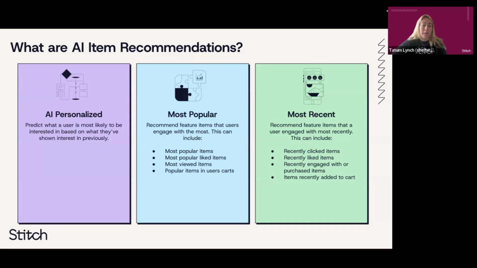Of course, self-explanatory, most popular. This is just where you're recommending items that users engage with the most. So this can be things like most popular items, most popular liked items, if you have any sort of custom event that indicates someone has liked an item, most viewed items, and popular items in users' carts, right? So you're understanding now why we need to have either purchase data or event data within Braze. It's so Braze knows, hey, okay, a lot of people are buying this specific product, or a lot of people are viewing this specific product. We need that data to be able to build the engine.